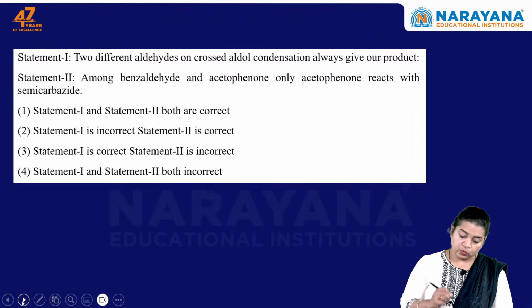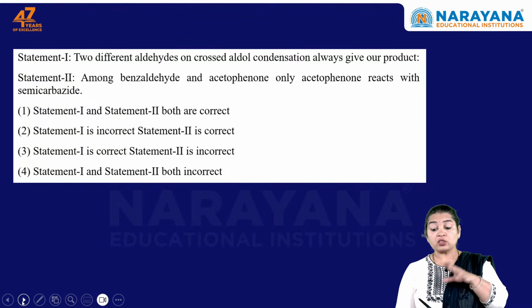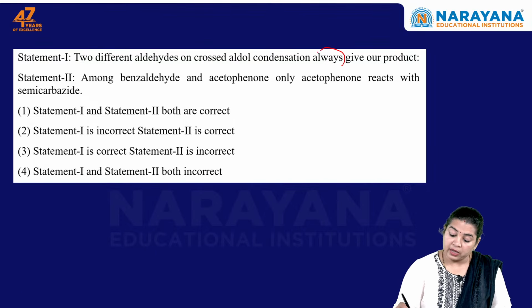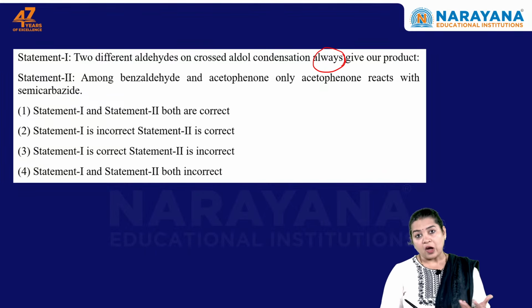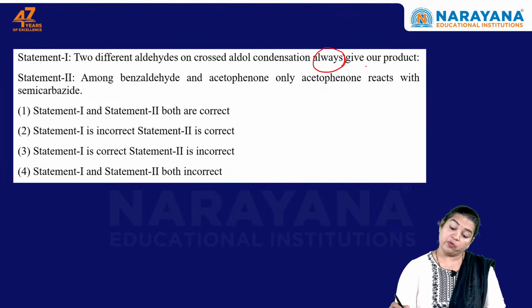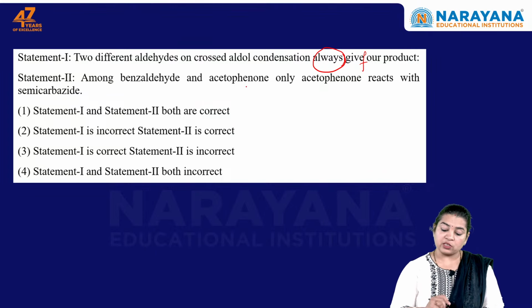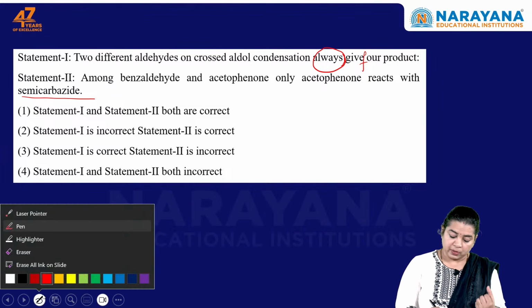Okay, let us move to our next question. Two different aldehydes on crossed aldol condensation always give 4 products. In chemistry, such emphatic words like always and never are to be taken care of. Among benzaldehyde and acetophenone, only acetophenone reacts with semicarbazide. Okay, let us deal with one statement at a time.